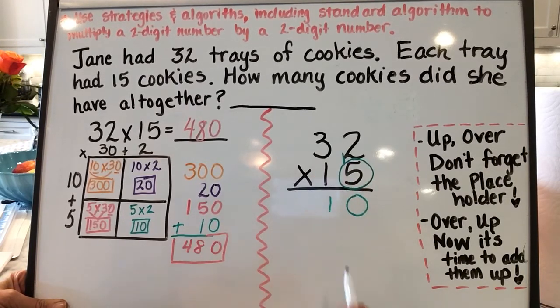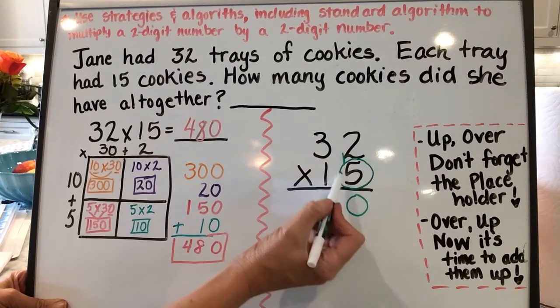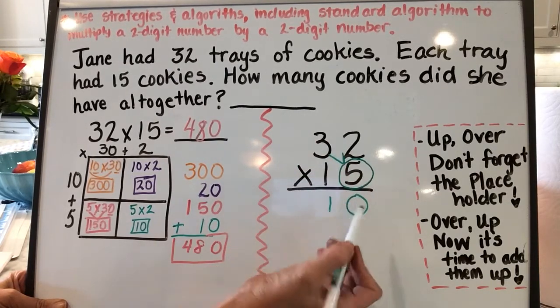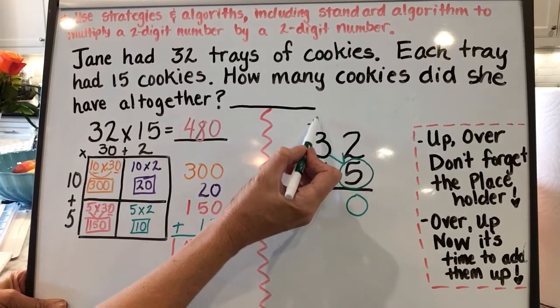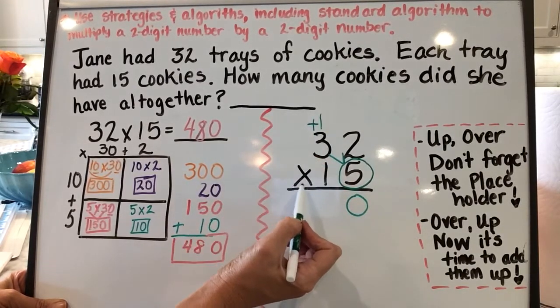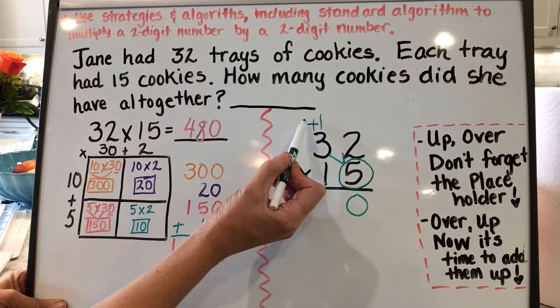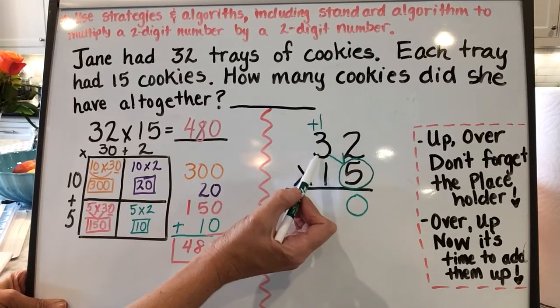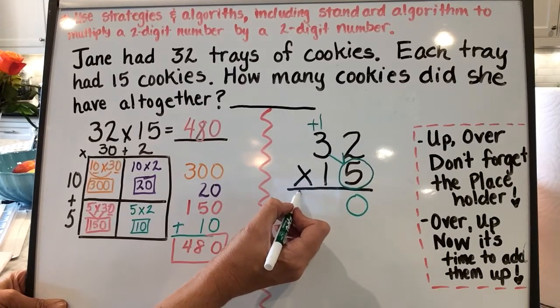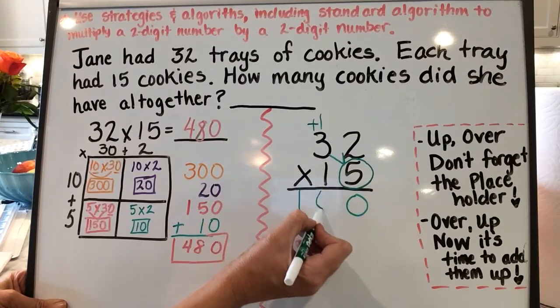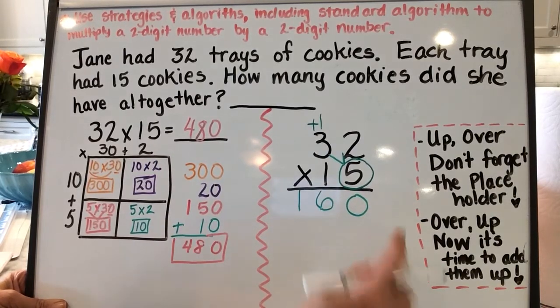Now again, I can't put 10 here because I'm going to go up and then I'm going to go over. So I have to regroup my 10 up here, and I'm going to put a 1 because I'm multiplying. So then I'm going to say 5 times 3 is 15 plus 1 more is 16. And I'm not multiplying anymore, so I can put 16 right here. But I don't want to forget the placeholder.